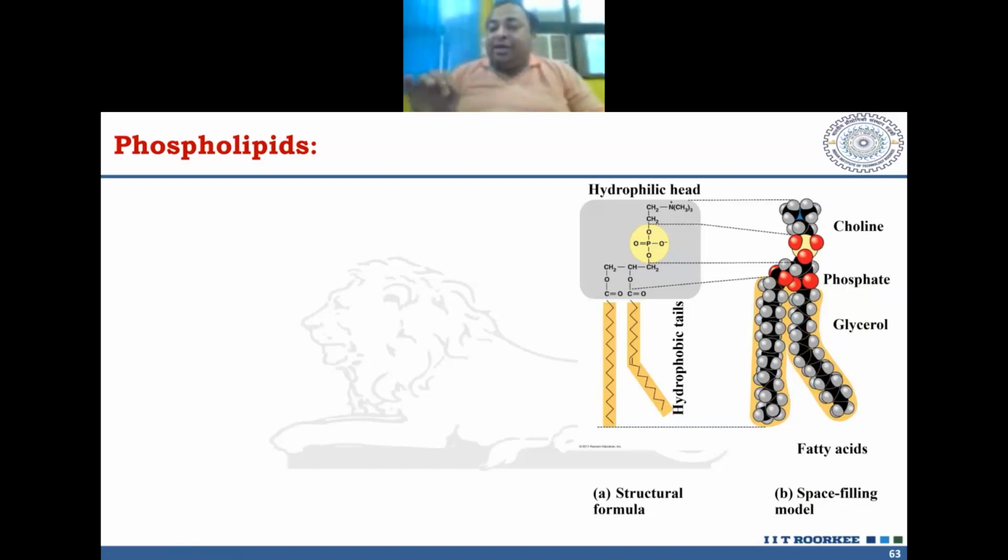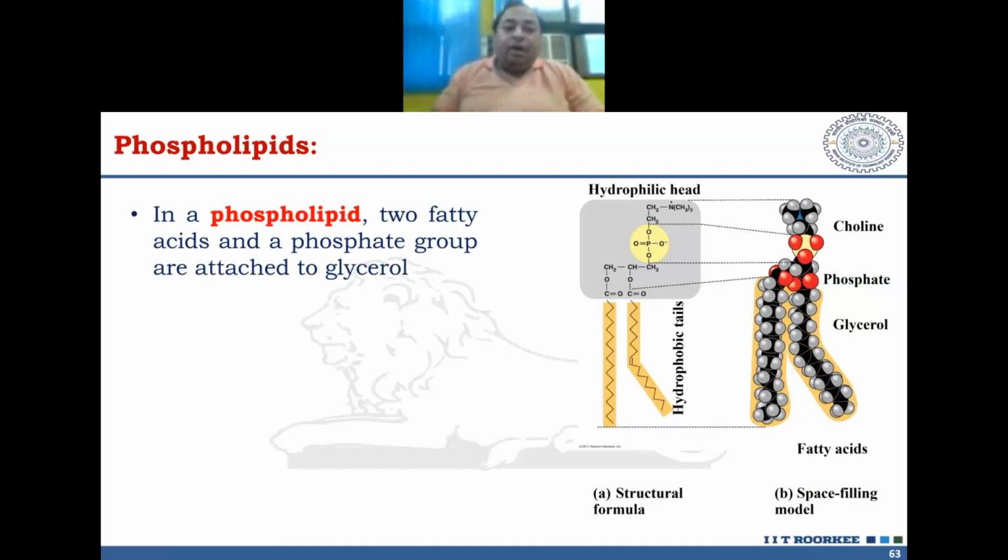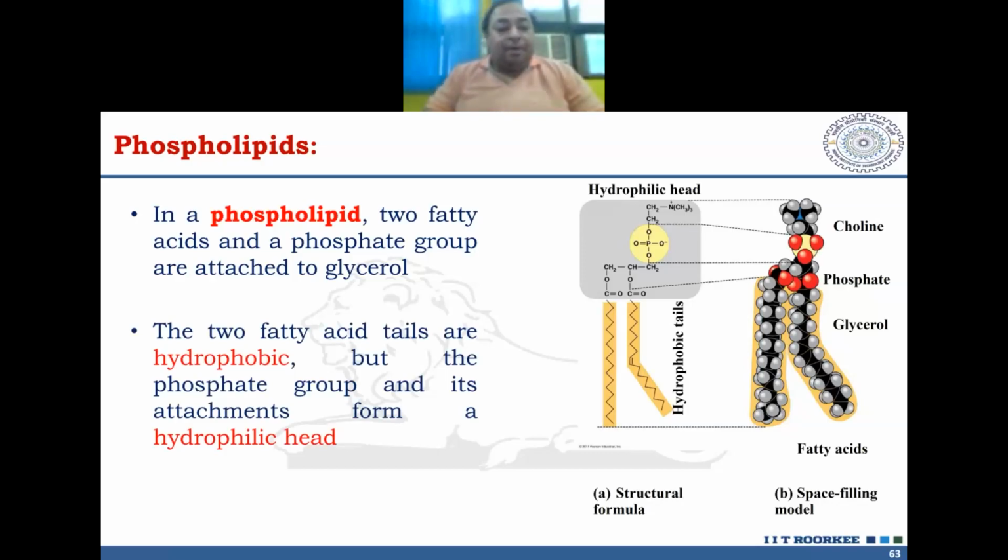Here it is choline. So phosphatidylcholine. So it has ultimately a hydrophobic tail and a hydrophilic head. So in a phospholipid, two fatty acids and a phosphate group are attached to glycerol. The two fatty acid tails are hydrophobic, but the phosphate group and its attachments form a hydrophilic head.